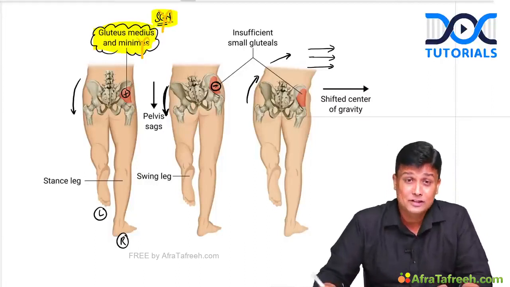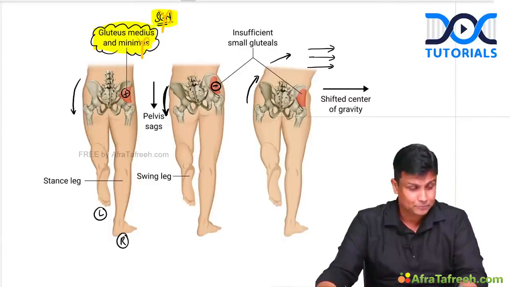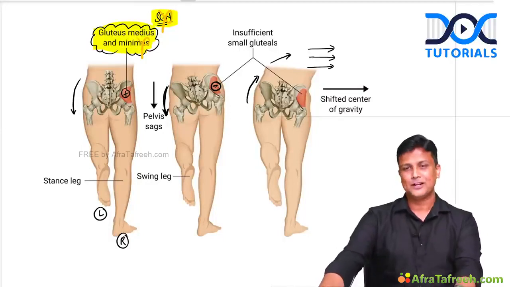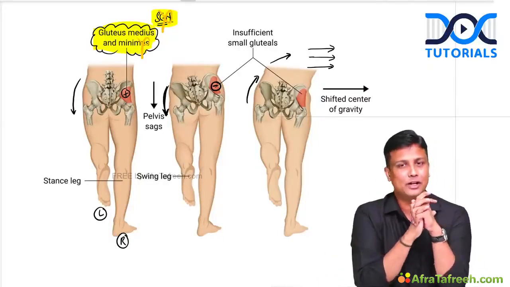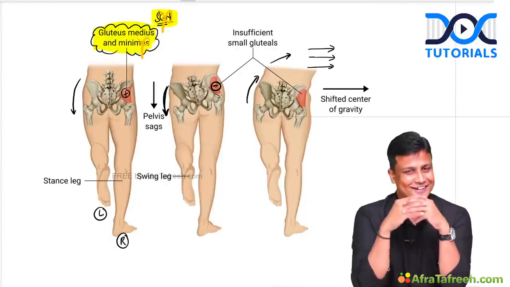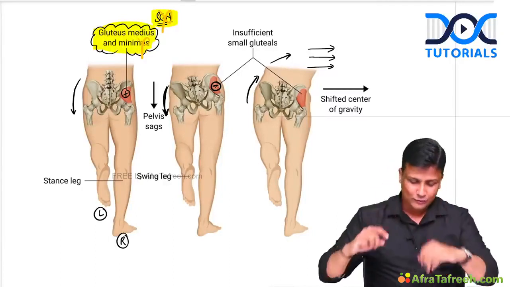And which sign is positive here, guys? That is your Trendelenburg sign. Is it okay? Fine. So that is what I am trying to actually tell you. This is also another very important, very potential clinical question here, guys. Understanding here? So that is the role of your medius and minimus.